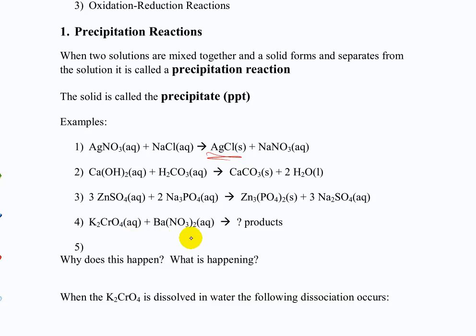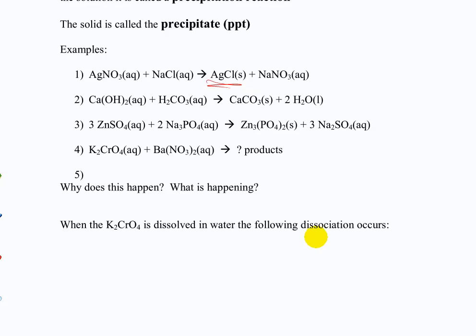So then let's try these. This is what we're trying to do here. Now, what happens if we see something like this? What are we going to make? Why does this happen? What is happening?